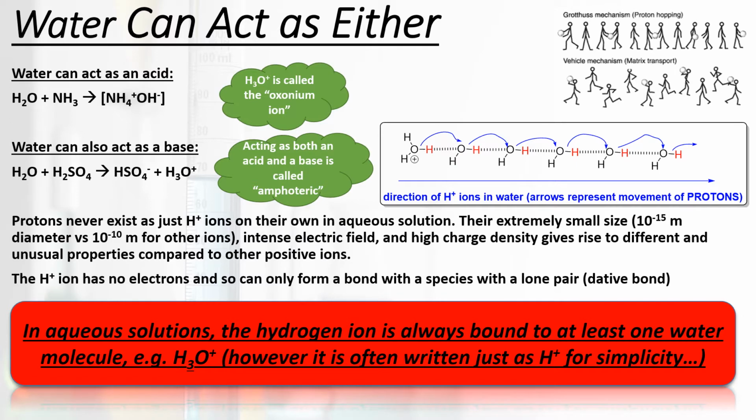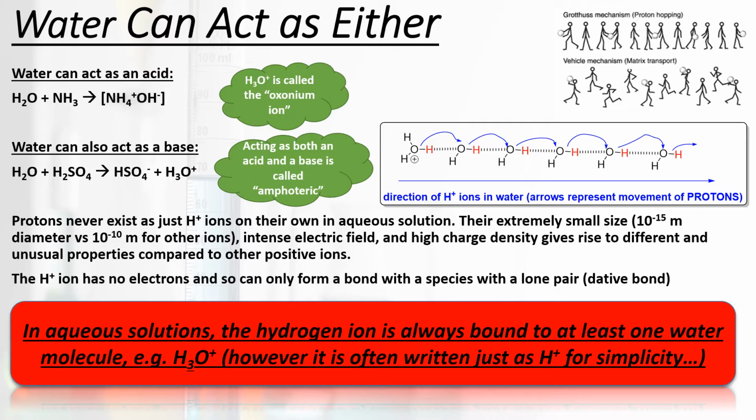Now water can act as either an acid or a base. So for example, we can take water and react it with ammonia. In this case, the water is acting as the acid, the ammonia is acting as the base. So the water donates a proton, and we end up forming this ammonium hydroxide salt. But water can also act as a base. So if we have water reacting with sulfuric acid, well now the sulfuric acid is the acid, donating a proton to the water, which accepts it, acting as a base.